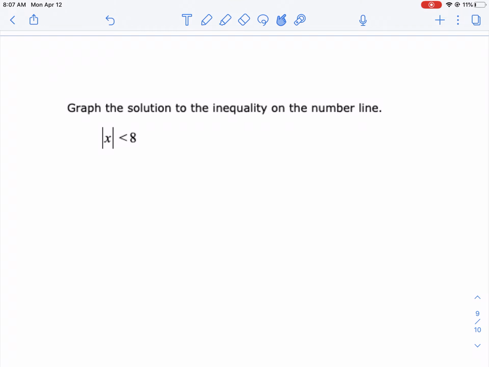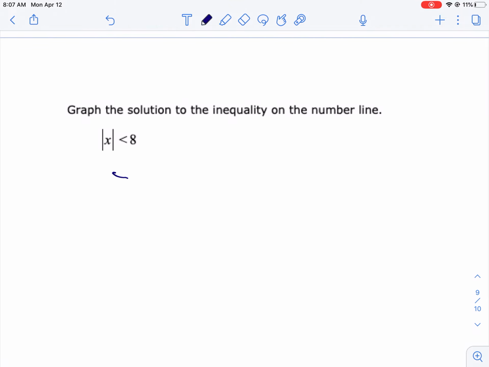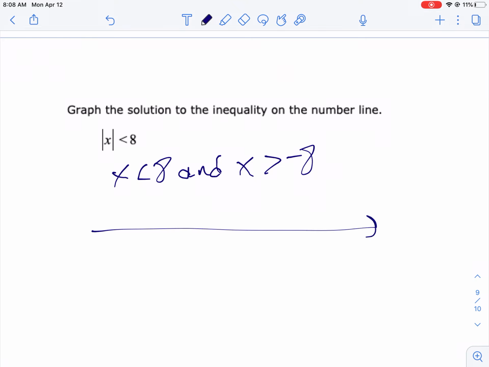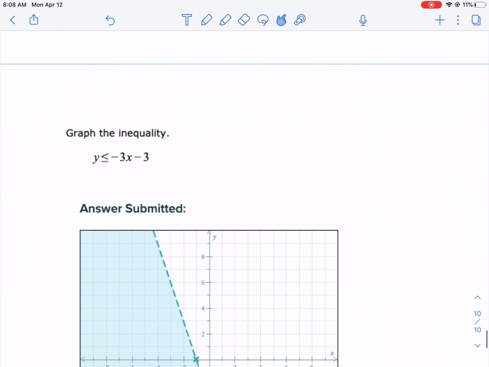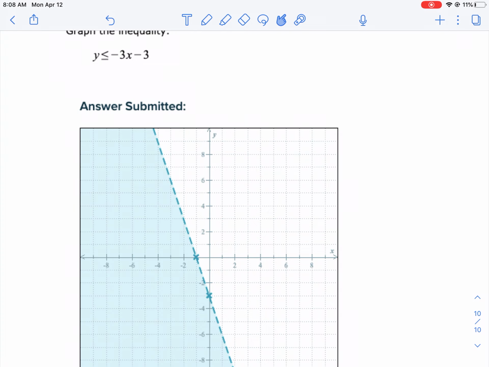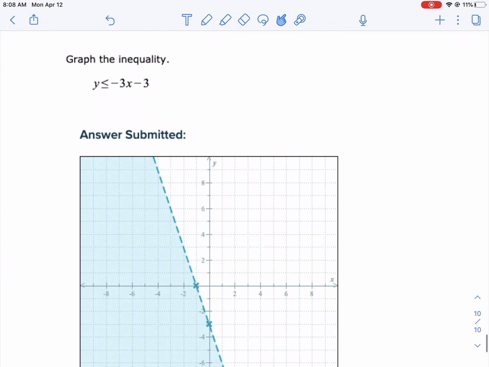Okay, same. Now less than means x is less than 8 and x is greater than negative 8. So we're going to shade between negative 8 and positive 8 with open circles. This one, notice there's a line underneath the inequality, that's less than or equal to. So that means your boundary line should have been solid. The rest of it was right, but pay attention to dashed and solid on that one.